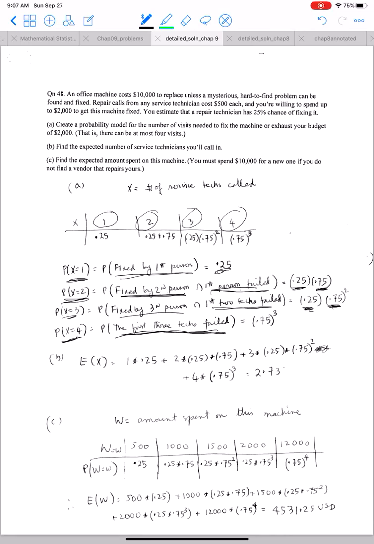X equal to 4 is when the first 3 people failed. We don't care what the last person did. As long as the first 3 people failed, we would be calling 4 people, and that is equal to 0.75 to the power of 3. That gives me my distribution.